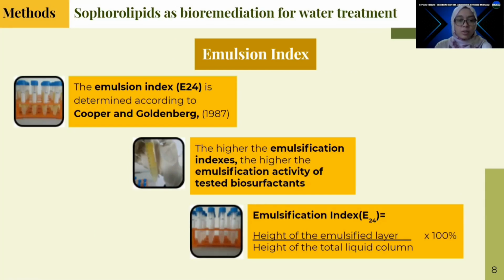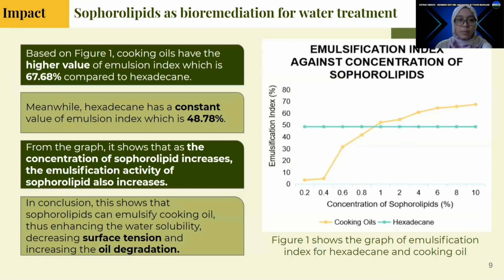And then we have methods here, method for sophorolipid as bioinhibition for water treatment in terms of the emulsion index. So the emulsion index E24 is determined according to Cooper and Goldenberg. And from that, we know that the higher the emulsification index, the higher the emulsification activity of tested biosurfactants. So we can calculate the E24 by using this formula here: the height of the emulsified layer divided by the height of the total liquid column, and then we multiply by 100% to get the E24.